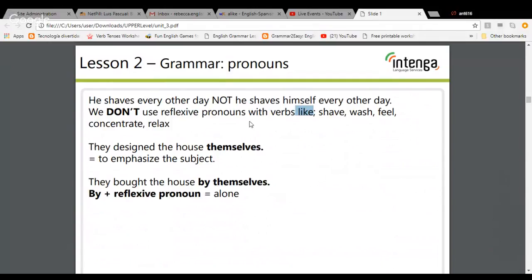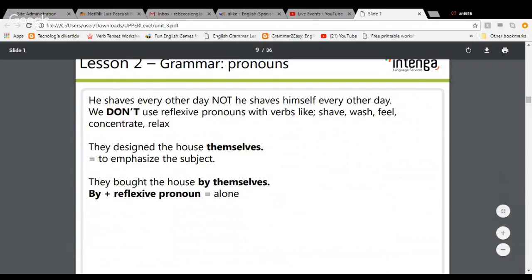So we don't use reflexive pronouns with verbs such as shave, wash, feel, concentrate, relax. So "like" is not included in the verb list. Okay, I got it. Yes. For example, "I love myself." You know, I know who I am, I know what I want, I love myself for who I am and what I do, etc. Then yeah, of course you can.